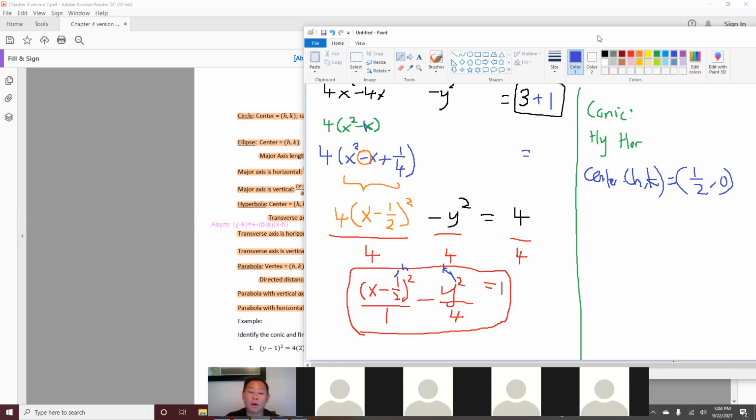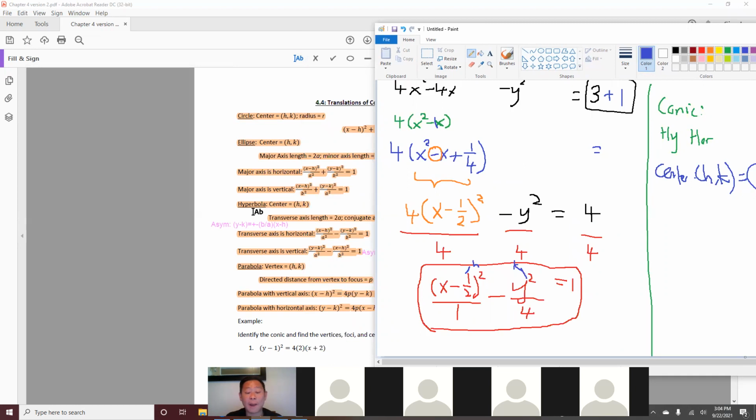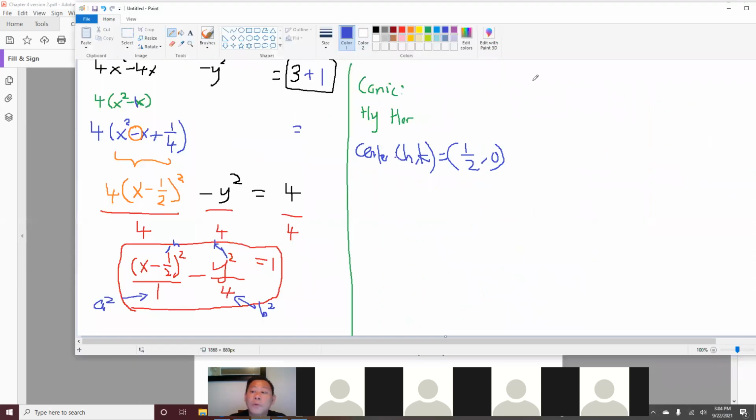And also if you look at your hyperbola, this is your A square and this is your B square. Because A square is underneath the X and B square is underneath the Y in this equation or formula. So now we can take this A square and B square and look at your A. So in this case, what is A? Take the square root of it, so you get plus minus 1. B is plus minus 2 because 4 is the perfect square of 2.